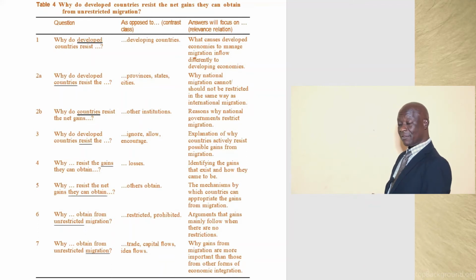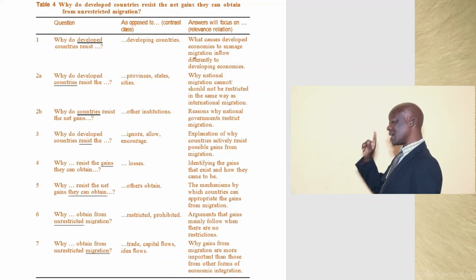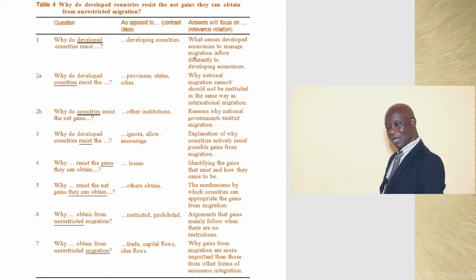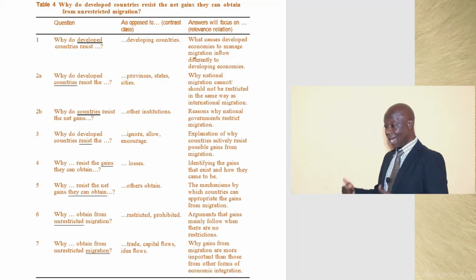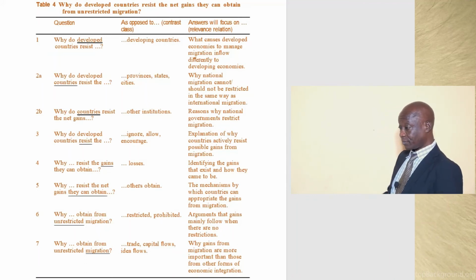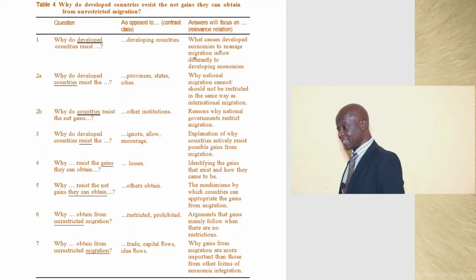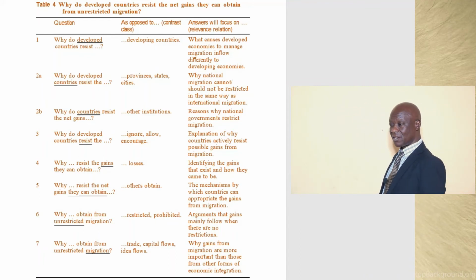You can start with, for instance, parishes. You can actually go to counties, sub-counties. You can go to counties. Then you can go to districts. Then you can go to states if you have states. Then you can go to cities, that kind of thing. So you start now dealing with the migration within the country. And therefore, the relevant question will be why national migration cannot or should not be restricted in the same way as international migration. So that's what it is.